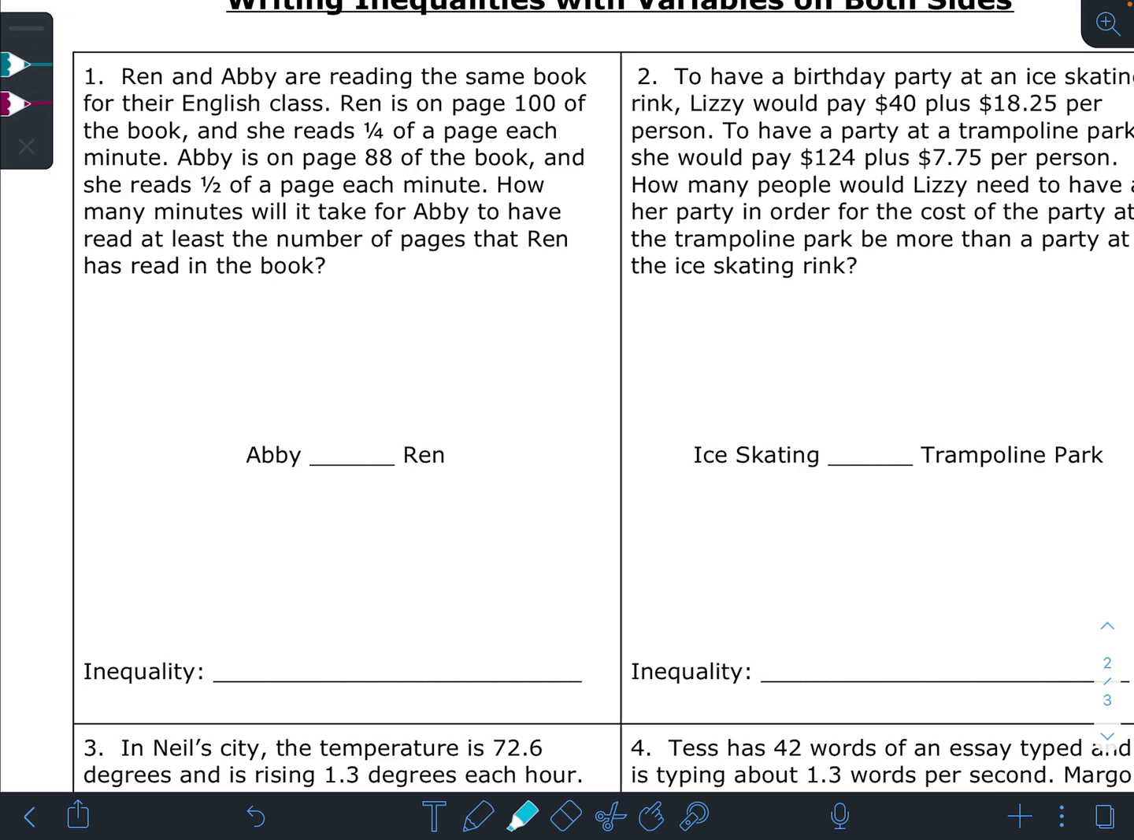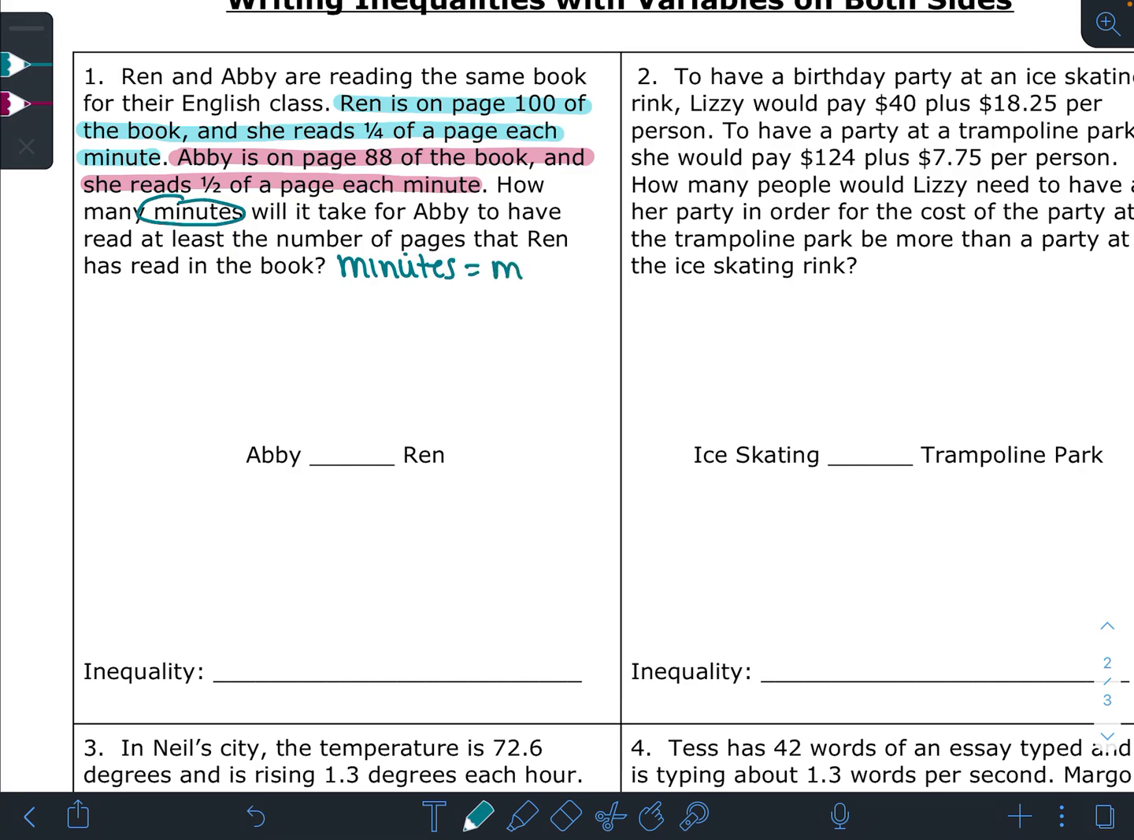So I know that I have Ren and Abby, and they're reading the same book, and that Ren is on page 100 of the book, and she reads a quarter of a page each minute. Abby is on page 88 of the book, and she reads a half a page each minute. So how many minutes? Again, that would be our variable. So minutes is our unknown. That's our variable that we're going to use.